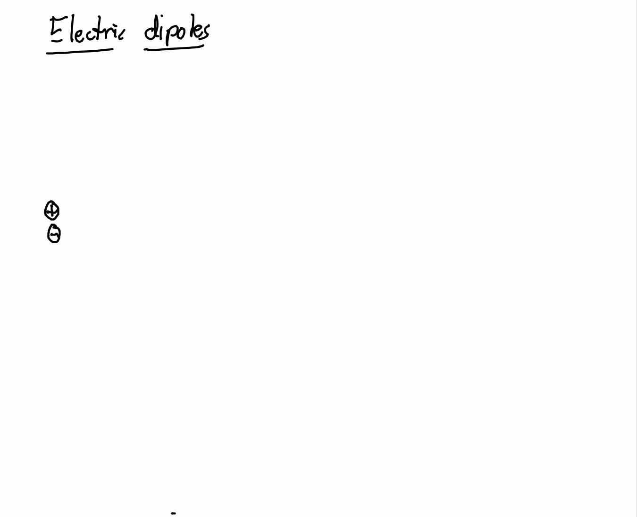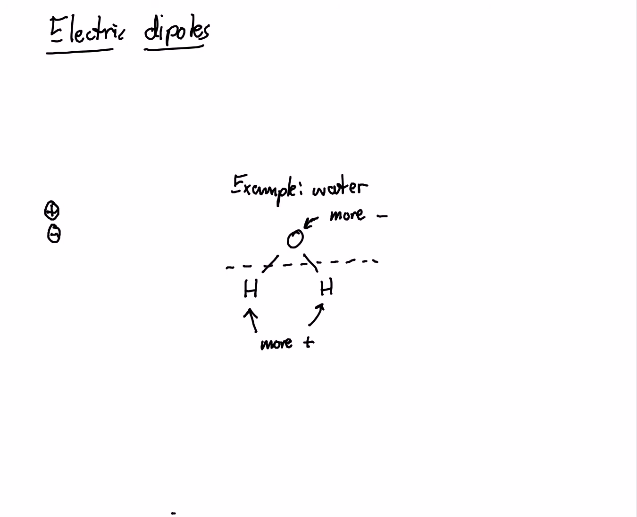Now, some molecules behave like this. They're called polar molecules, and one example is water. In a water molecule, the oxygen atom is somewhat more negative and the hydrogen atoms are somewhat more positive, resulting overall in a more negative charge up here and more positive charge down here. From a distance, that looks like a plus charge and a minus charge separated by a very small distance.